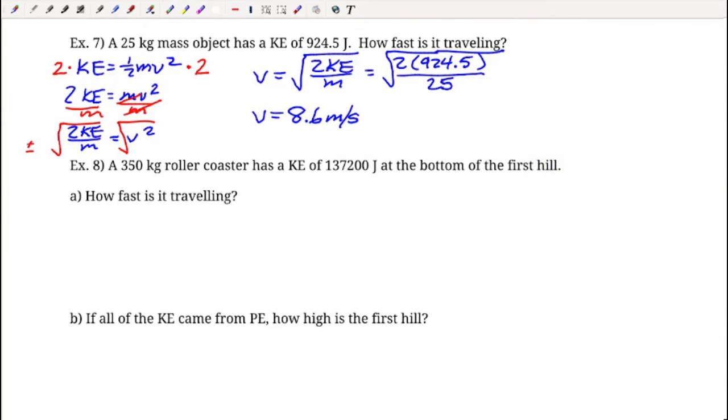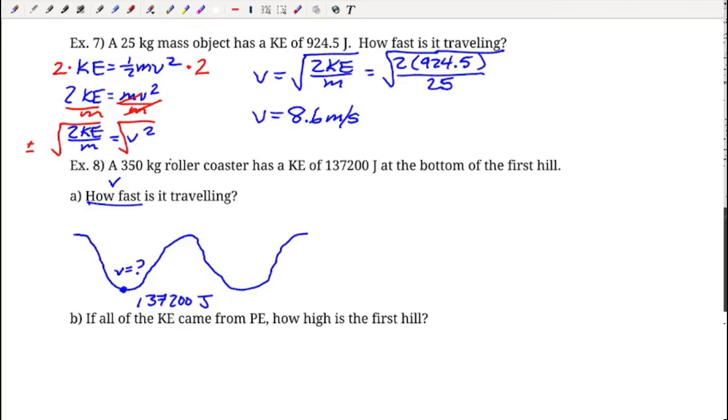All right, another example. A 350 kilogram roller coaster has a kinetic energy of 137,200 joules at the bottom of the first hill. How fast is it traveling? So how fast, that's asking velocity. What's going on here is we've got a roller coaster that goes up and down hills, and at the bottom of this first hill, it's got kinetic energy of 137,200 joules. And we want to know how fast is it going. That is the question. So you can figure that out using the same equation from example number 7. So why don't you pause your video now and do that.